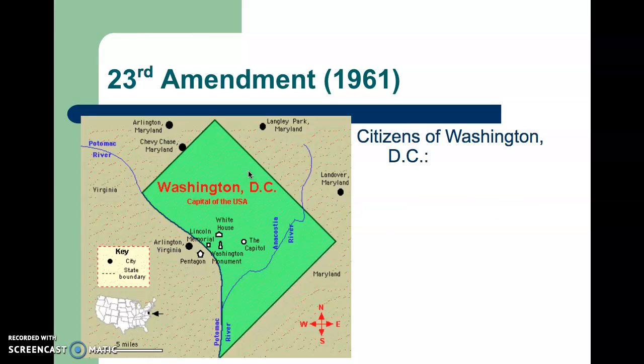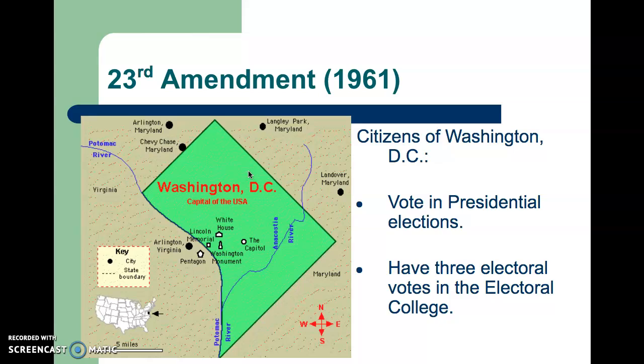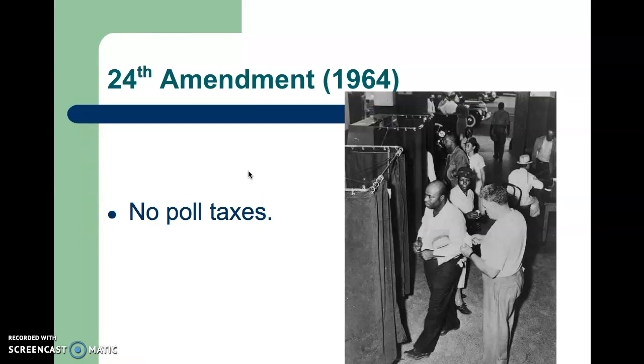23rd Amendment, 1961. Citizens of D.C. can vote in presidential elections and have 3 electoral votes in the Electoral College. So 3 little votes that they can contribute to the candidate of their choosing. 1964, the 24th Amendment. No more poll taxes. This was a scheme enforced primarily by southern states that made people, especially impoverished people and African Americans, pay a tax in order to vote, which is now illegal.